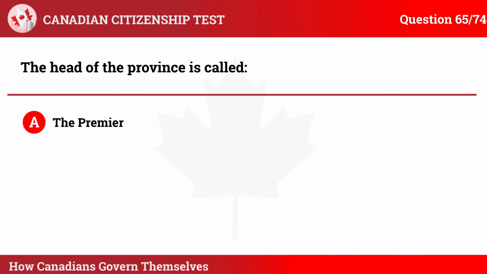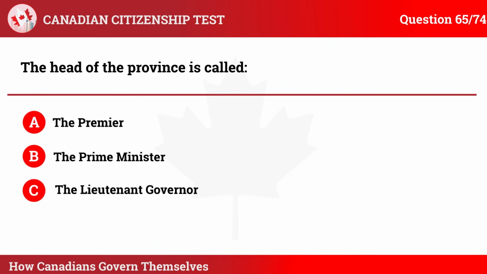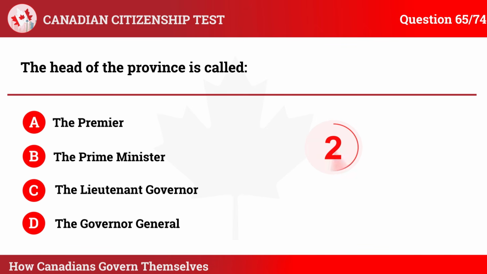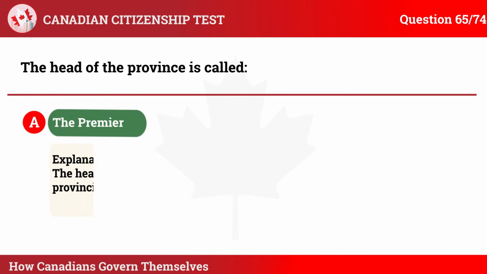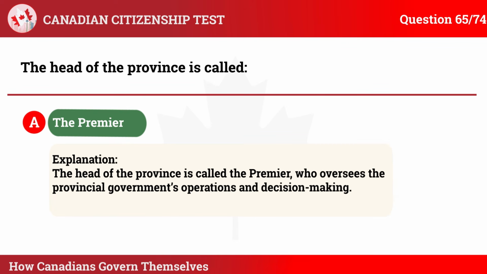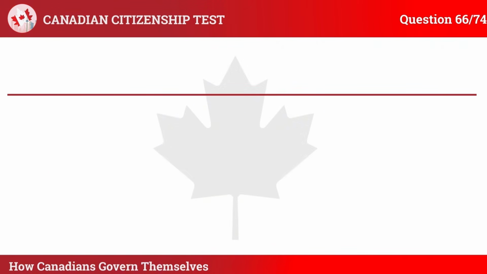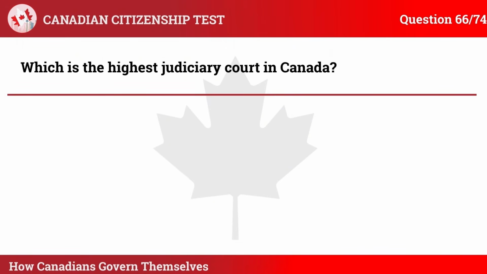A. The Premier. B. The Prime Minister. C. The Lieutenant Governor. D. The Governor-General. The correct answer is A. The Premier. Explanation: The head of the province is called the Premier, who oversees the provincial government's operations and decision-making. Question 66. Which is the highest judiciary court in Canada?